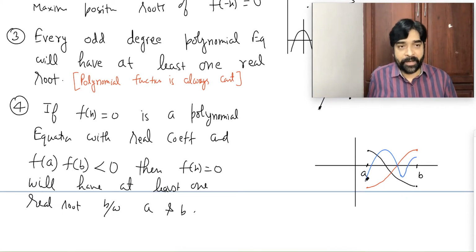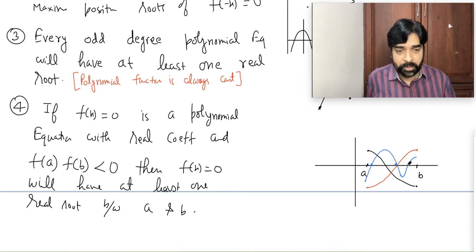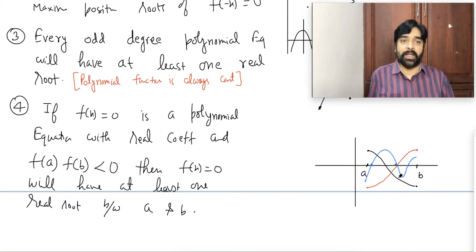So at f of a is negative, f of b is what? Positive, blue color. F of a is negative and f of b is positive. But how many roots? 1, 2, 3. This way also can be. In between it can do like this.